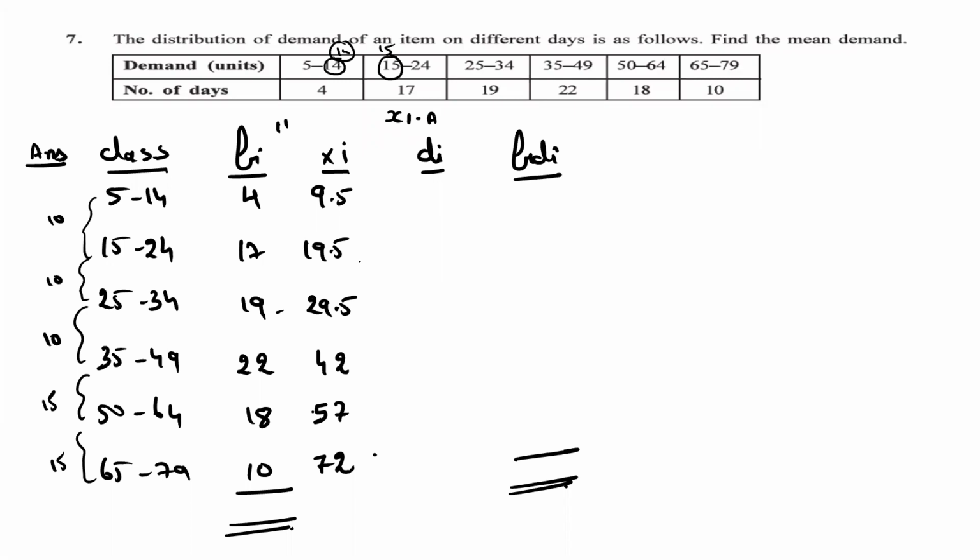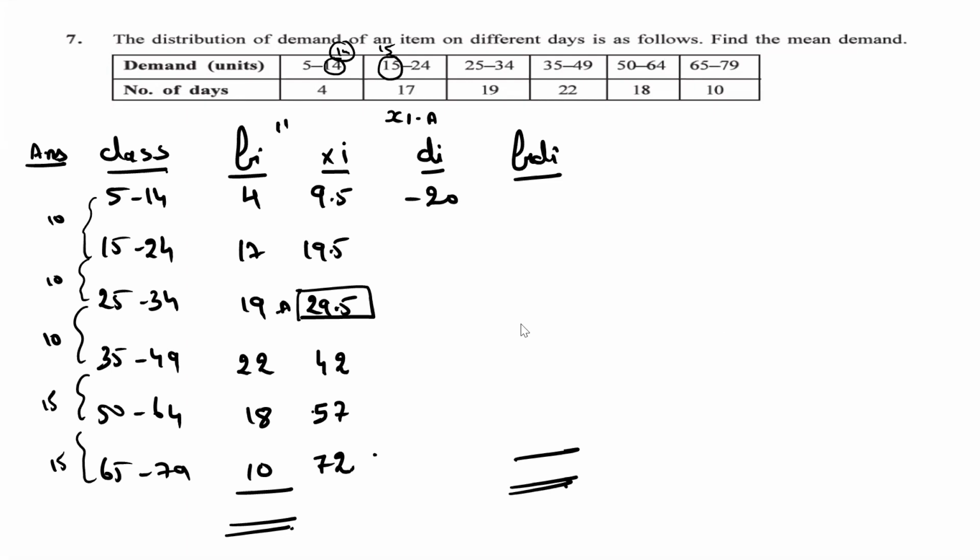Yes, xi minus a. So I am taking xi. We can take 29.5, no problem. Okay, so take your calci. 9.5, that is xi minus 29.5. You get minus 20. Now put the calci.